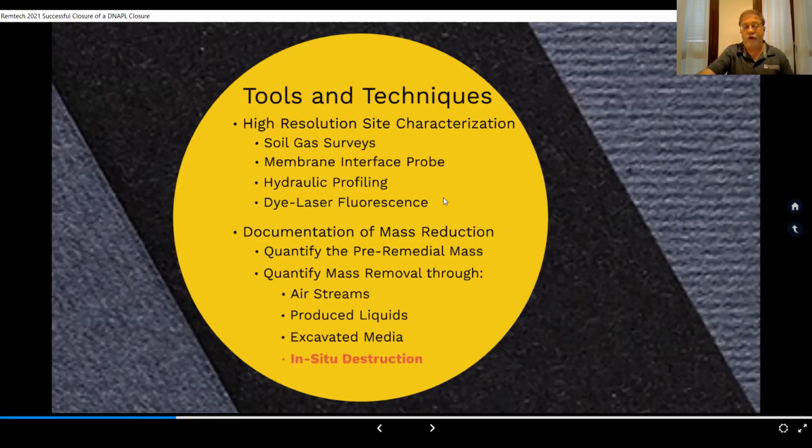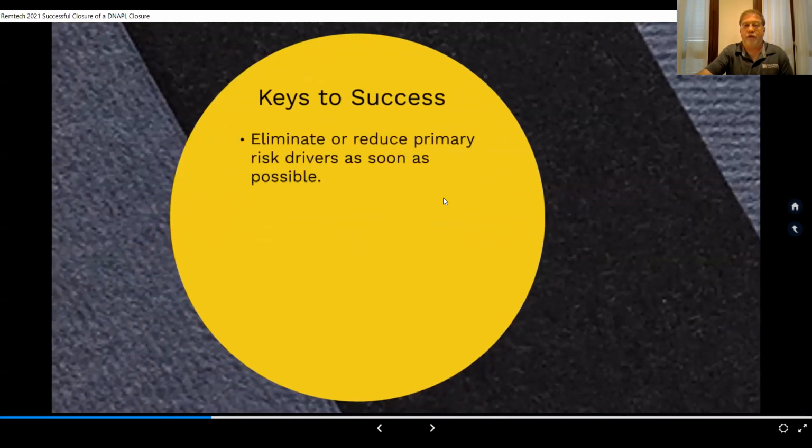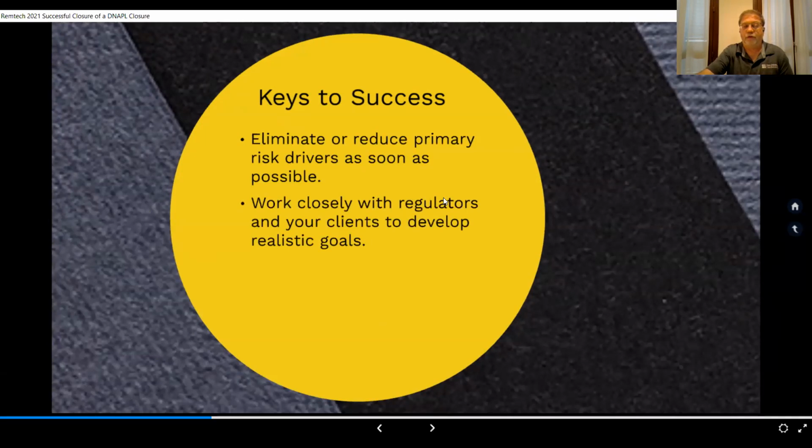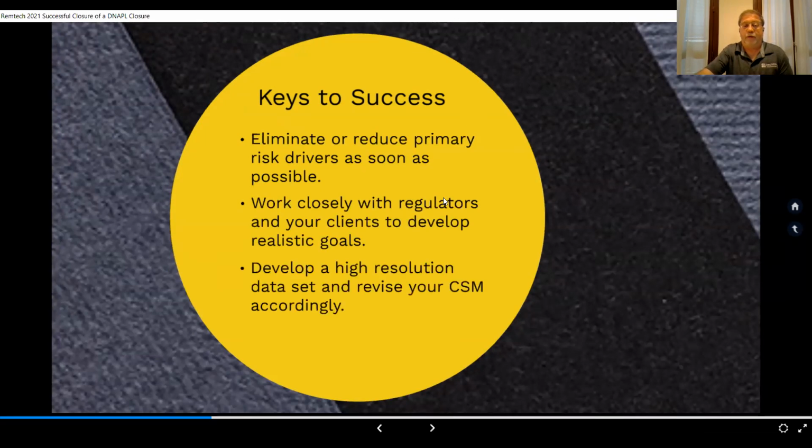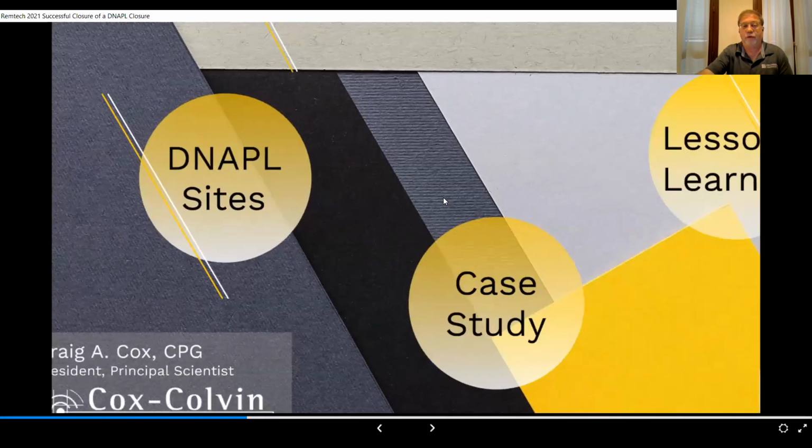And then in situ destruction, that's the hardest one to estimate because there's no real good way to estimate what the destruction actually was. You can calculate what you think might happen, but it's hard to actually come up with a hard number. So the keys to success: eliminate or reduce primary risk drivers as soon as possible, work closely with regulators and with the clients to develop realistic goals, develop a high resolution data set to revise your CSM accordingly, and finally, document mass removal. So here we'll take a quick look through a case study.